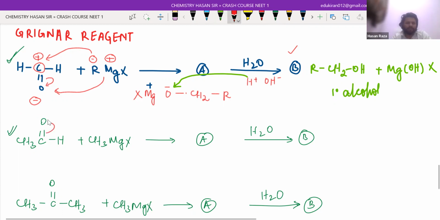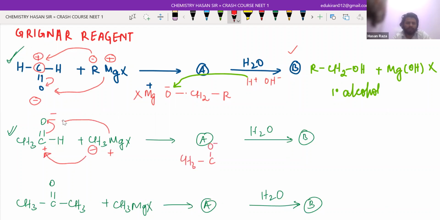It's very simple. This will move to this, so there will be negative, there will be positive. You know, this will have negative and this will have positive, so it will attack you. So what you will be getting, you will be getting CH3CO negative, and with O negative, this will go to Mg, and Mg will be positive, and here H. And you can see with carbon, H was there, and on which CH3 will attack.